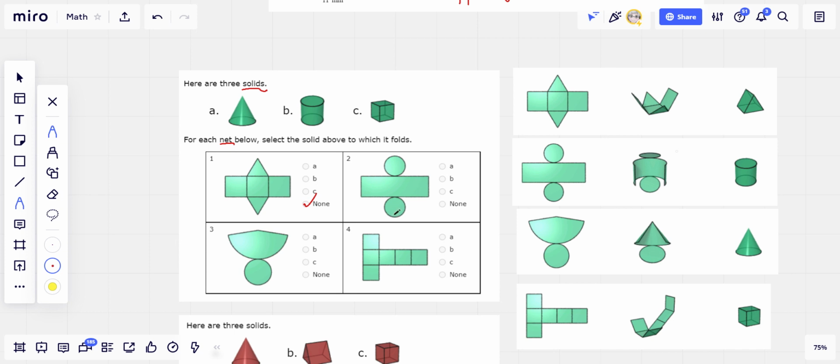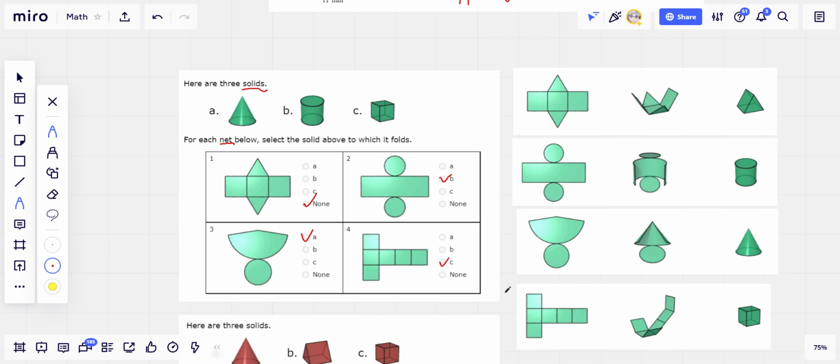This shape with the rectangle and the 2 circles, you curve that rectangle around and flip those circles down and you've got a cylinder. So that's definitely B. This one is the cone. You roll this shape up so that the point is here at the top and then push the circle onto the bottom to close it, and that's our cone, so that's A. And then this one with the 6 square faces, that folds up to make the cube, so that's C.